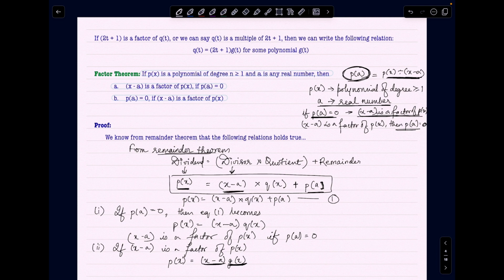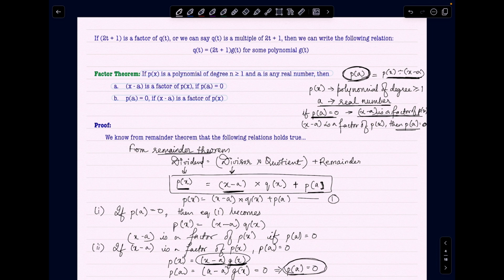Now it is saying that if x minus a is a factor of p of x, then p of a equals 0. We are going to find the p of a value. Instead of x, I am going to put a. This is a minus a into g of a, and a minus a is 0. So I am getting p of a equals 0. Understood? We wrote this equation because x minus a is a factor of p of x, and we find that the value of p of a is coming as 0.